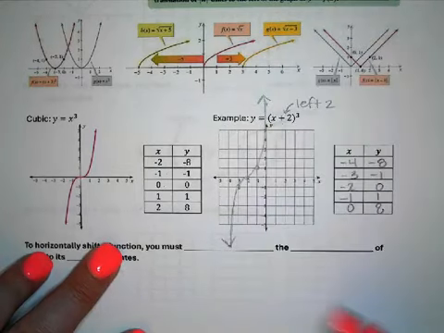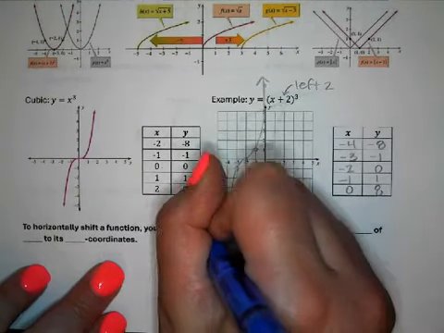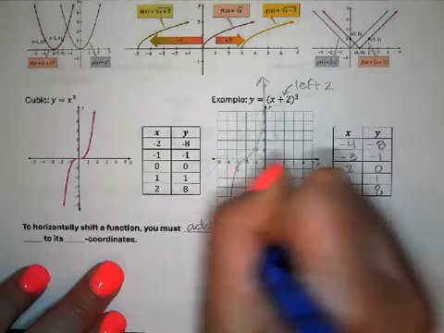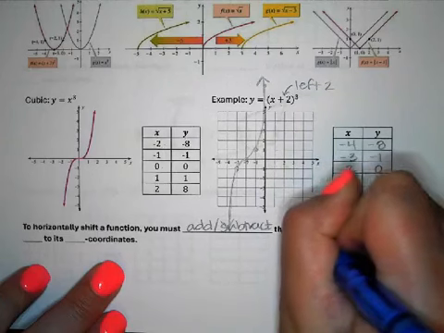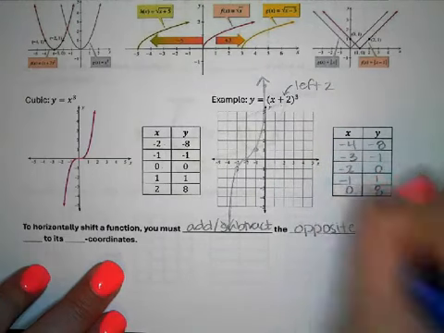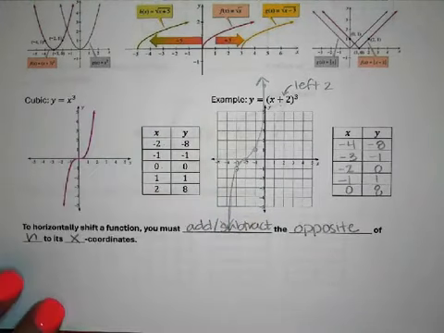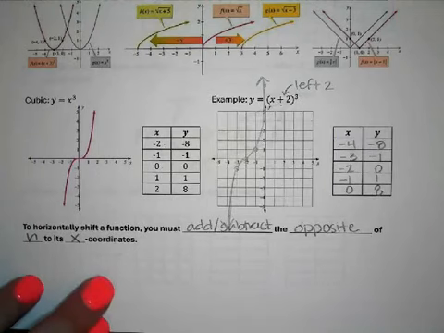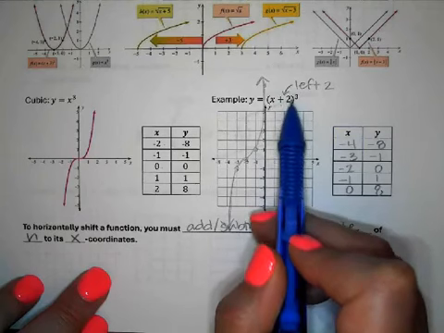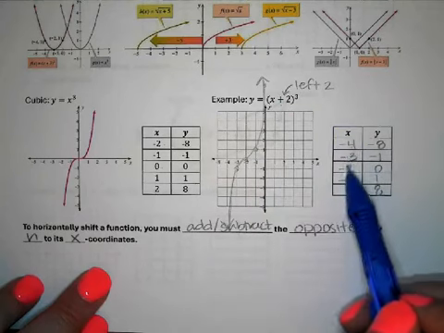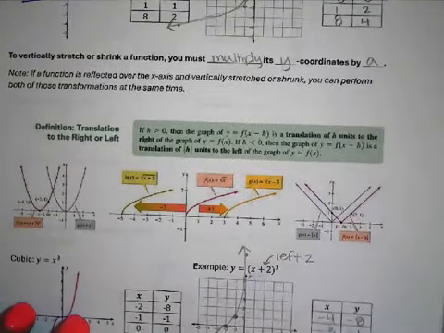Okay, to horizontally shift a function, you must add or subtract the opposite of h to its x coordinates. So I can see there was a +2 here, so I did subtract 2 from the x coordinates. So I did the opposite of +2. Okay, let's look at the next one.